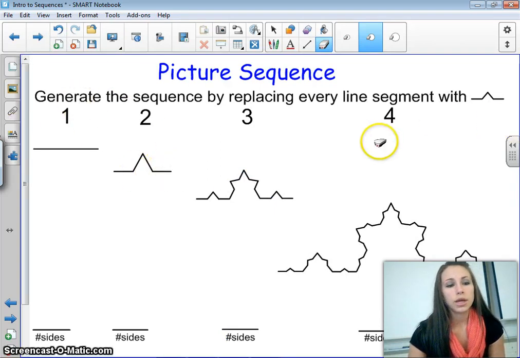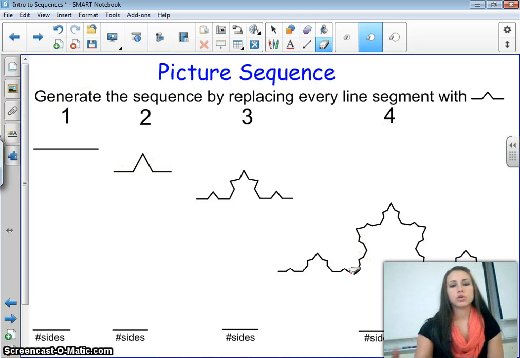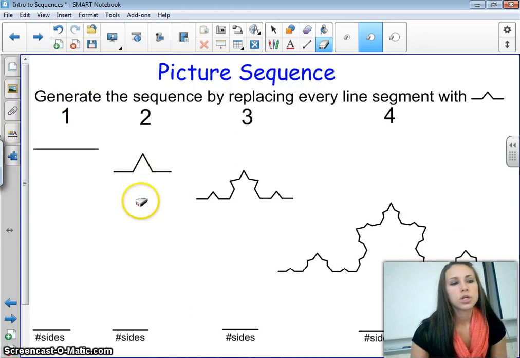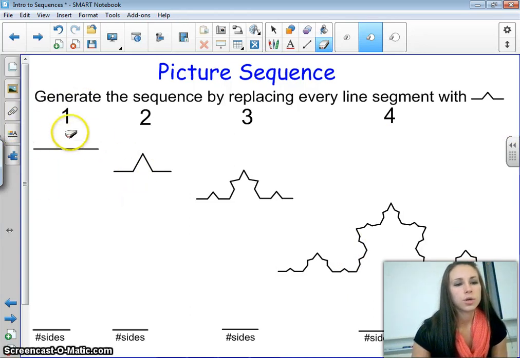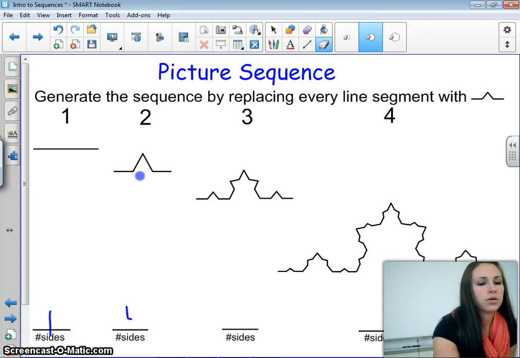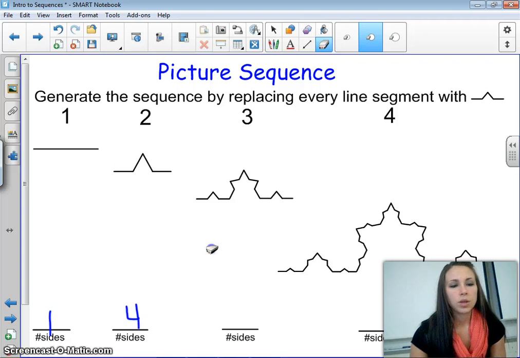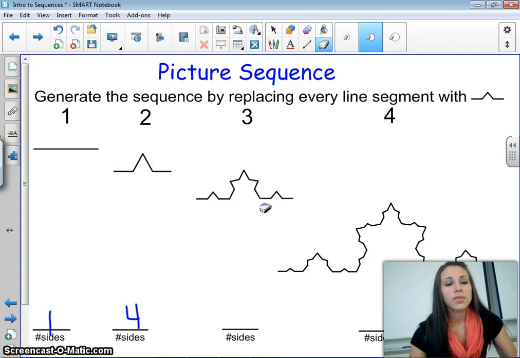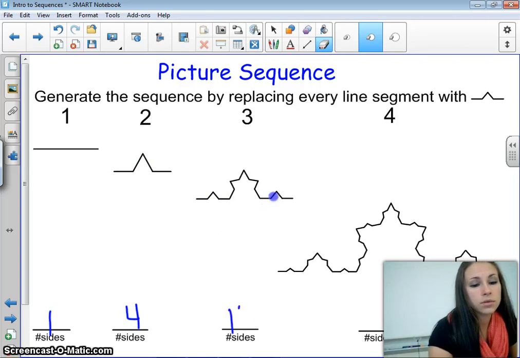Alright, so we're just going to look at this first sequence that is generated by this lovely picture. In our first term, or our first picture, we have one side. Each time I get a new term, I'm replacing this line with this picture. So I replace this line with this picture, that gives me 4 sides. If I replace each one of these lines with this picture, then I would get 1, 2, 3, 4, 5, 6, 7, 8, 9, 10, 11, 12, 13, 16. So I would get 16.